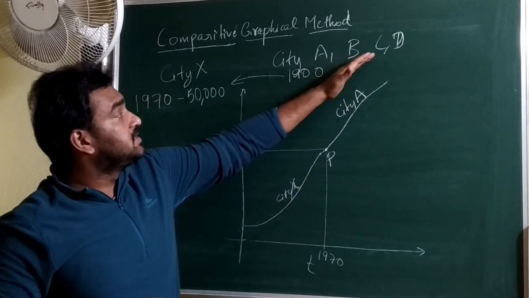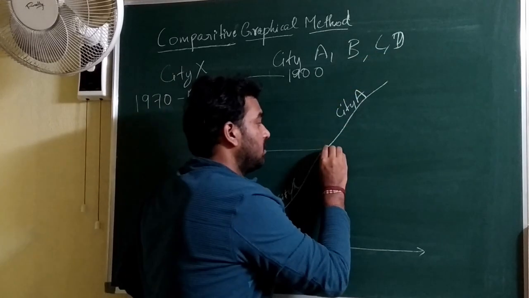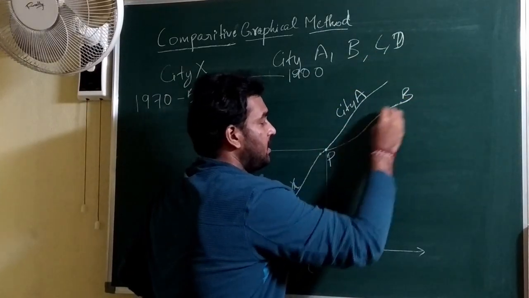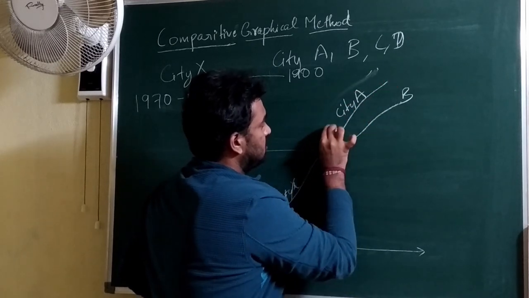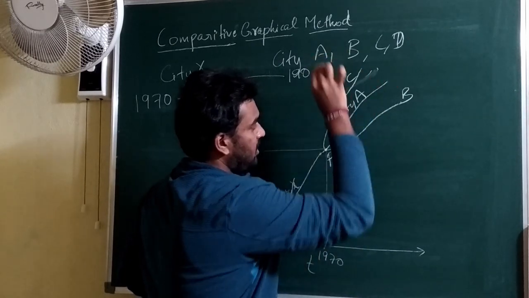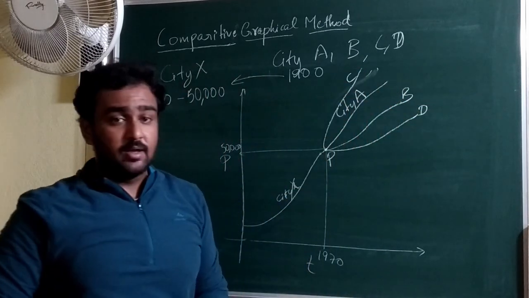Likewise, other cities' population records are also analyzed, and they will be plotted over here. So this might be for B. This might be for this. So city C may go here. City D is going here.